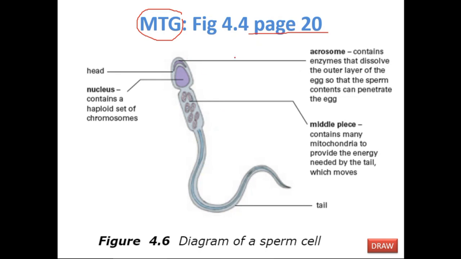If you draw your sperm cell, the top, the head of the sperm cell, we refer to the very top as the acrosome. And they can ask you just to label it, or they can ask you for the function of that. And we know the acrosome contains enzymes that dissolve the outer layer of the egg so that the sperm can penetrate the egg. Then you have the head there, you have the nucleus, and we know the nucleus contains your haploid set of chromosomes.